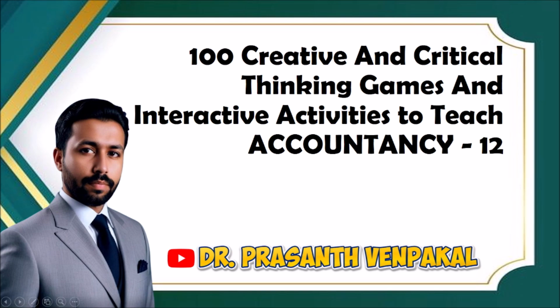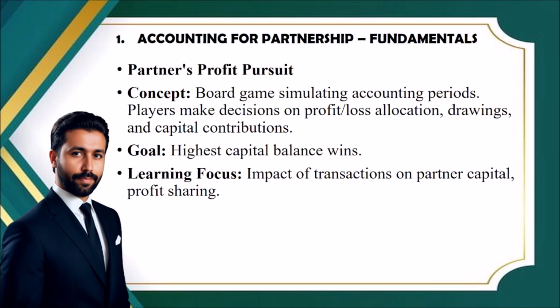First of all, you can remember, chapter-wise activities are here. All the chapters are included. Minimum 10 activities will be there for each chapter. See, detailed steps are there. Accounting for partnership fundamentals: you can conduct a partner's profit pursuit. You can collect a detailed explanation from Google also.